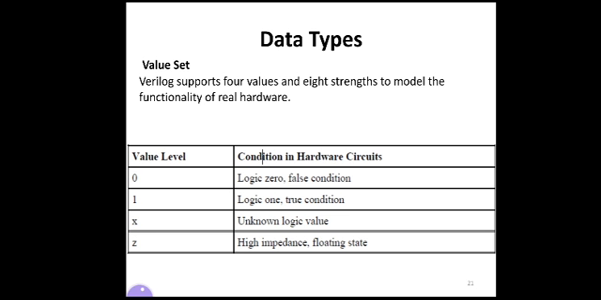The conditions in hardware circuits for these values are: 0 is logic 0, and it can also be used for a false condition. Value 1 can be used as logic 1, or as a true condition. X is an unknown logic value and Z is the high impedance. Z can also be used for the floating state.